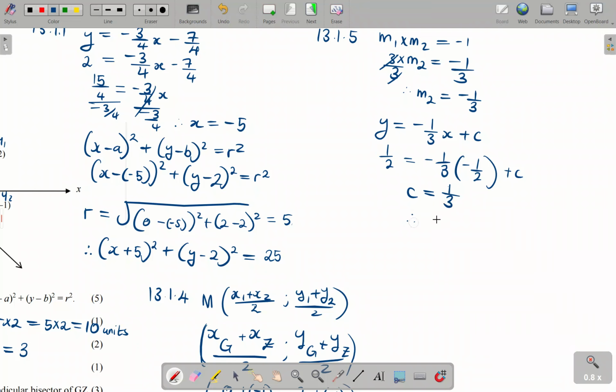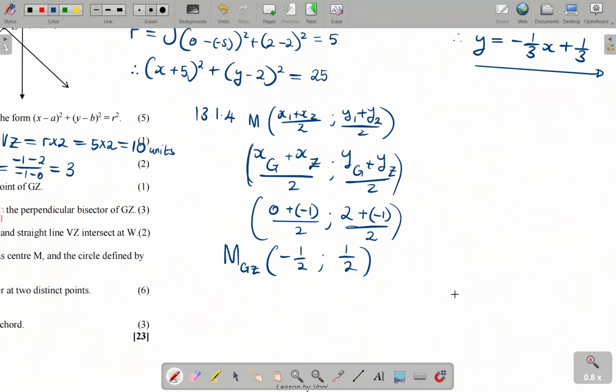So therefore, this perpendicular bisector equation is going to be y equals negative 1/3 x plus 1 over 3. And this will be it.